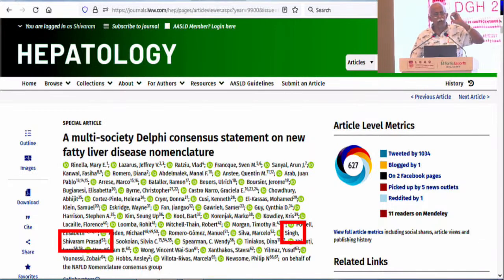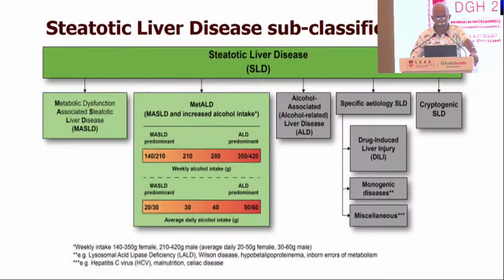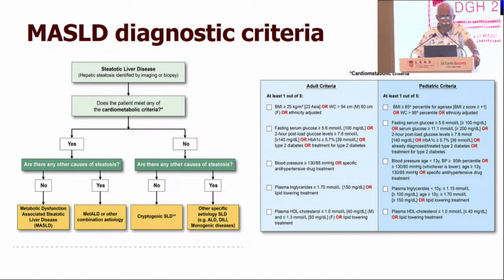Everyone is now having 20, 30 papers on this. So we had this new nomenclature, the umbrella term steatotic liver disease. Then you have MASLD. Then you had MetALD, you had MASL predominant, you had ALD predominant. You will get all this in your journals. Then you had alcohol associated. Then you had specific etiology SLD and cryptogenic SLD.